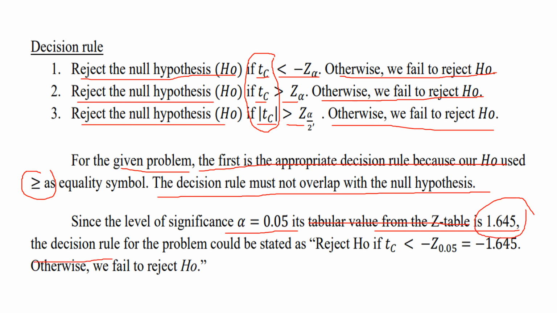So the decision rule for the problem could be stated as: reject H0 if your computed T is less than the negative critical value with respect to the left tail of your normal curve, which is negative 1.645. This negative sign represents that the critical value will fall on the left side of your normal curve. That's why it's negative. Otherwise, we fail to reject your null hypothesis H0.